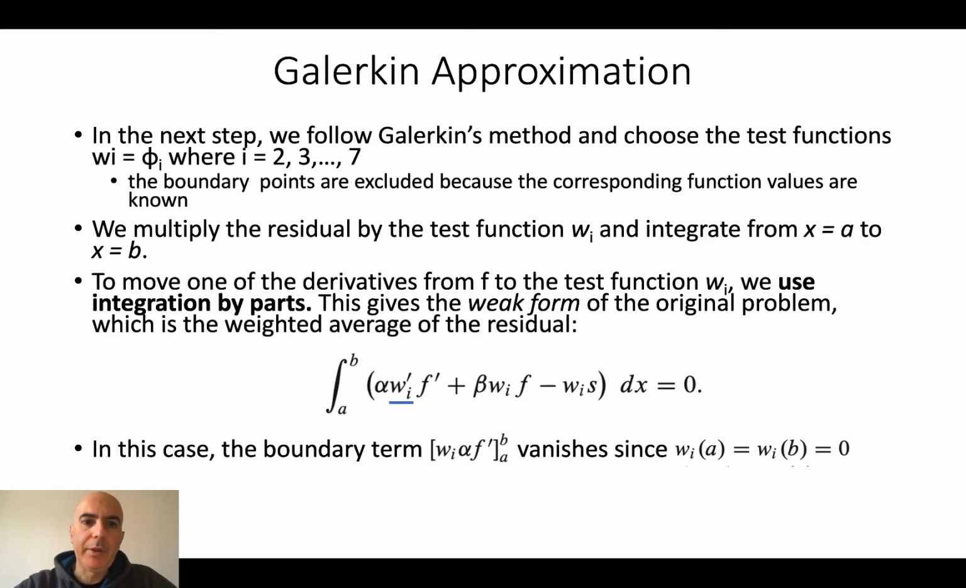For the next step, we follow the Galerkin method, that is nothing else than choosing the test function equal to the nodal basis function. So in this case, w_i is going to be equal to phi_i, where i goes from 2 to 7. We don't use the two nodes at the extremes of the boundary, since those are already defined by the boundary condition. The boundary points are excluded because the corresponding function values are known.